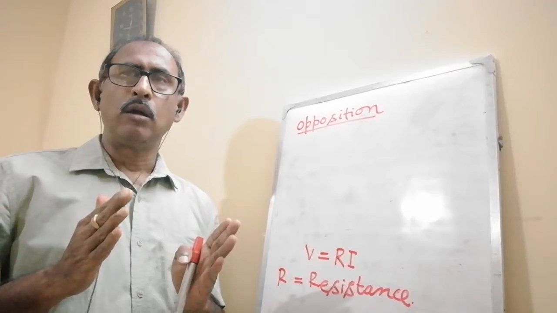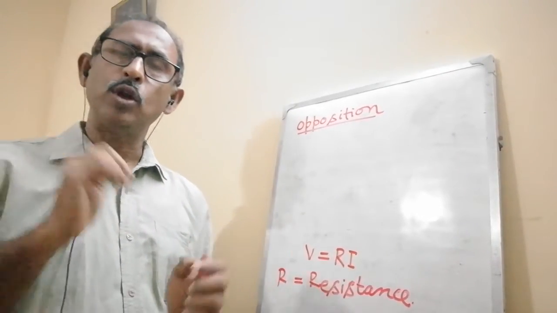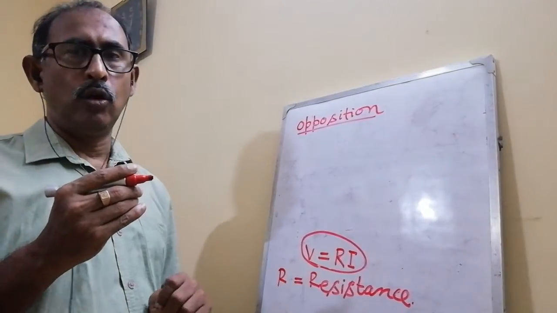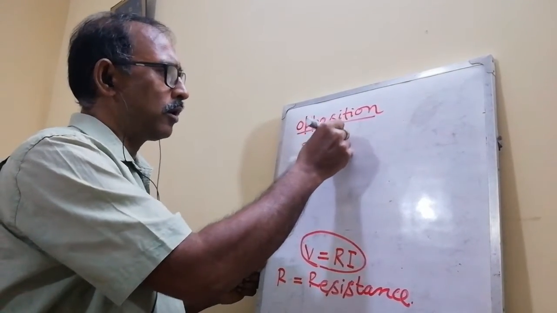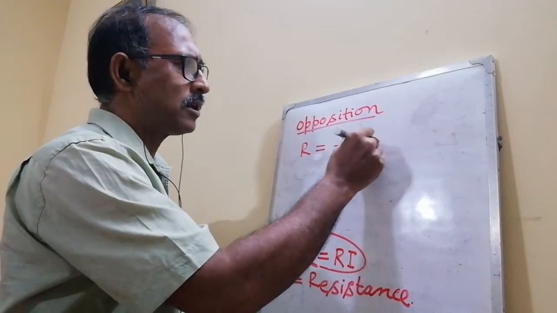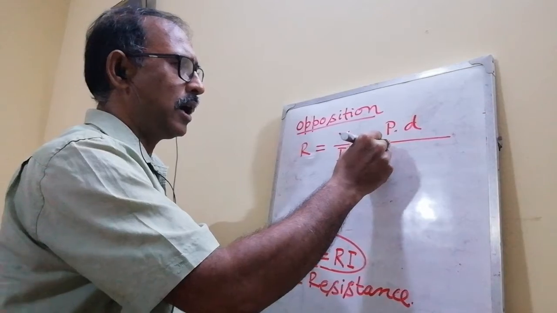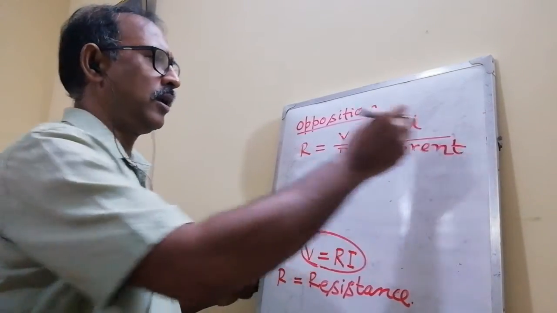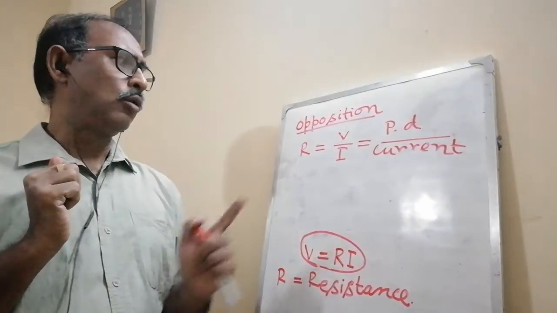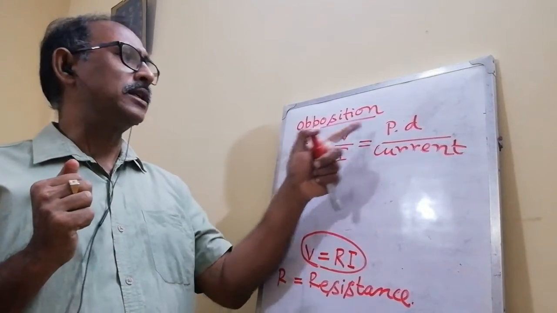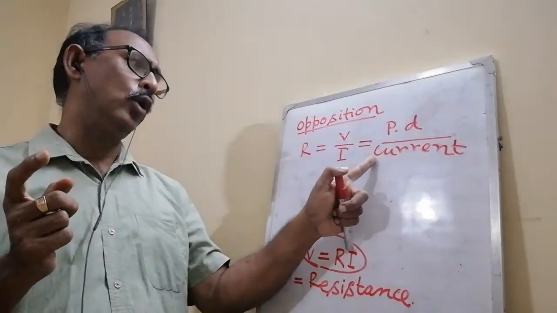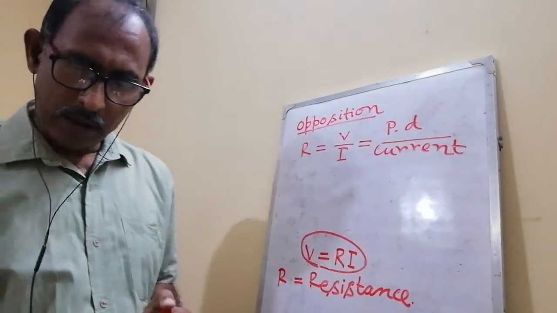But if it is asked, what will be the definition of resistance from Ohm's law? From the equation V equal to RI, this is Ohm's law. From this law, we can write R is equal to V by I. Just change the side of I, then it will be R equal to V by I. That means V means potential difference, I means current. So resistance is equal to potential difference divided by current. So the definition of resistance from Ohm's law is that resistance is the ratio of the potential difference between the two ends of the conductor and the current flowing through that conductor. This is the definition of resistance.